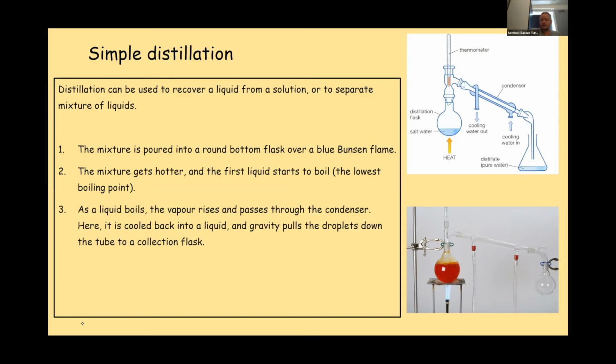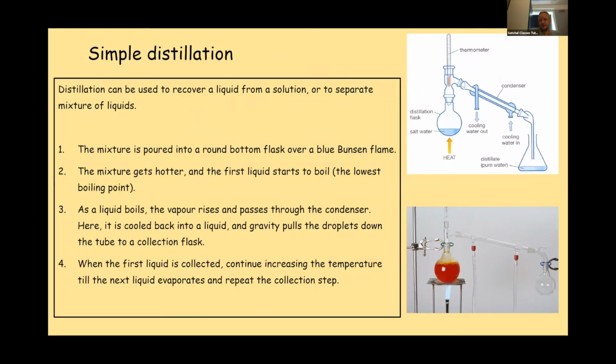As the liquid boils, the vapor rises and passes through the condenser. Now the condenser is over here, and this condenser has a jacket around it which is filled with cold water. Cold water is pumped in and the warm water passes out. That condenser takes the heat from the gas, cools it down and condenses that gas back into a liquid. And because the condenser is at an angle downwards, those liquid droplets fall down under gravity and collect in the distillate, in the collection flask at the bottom.